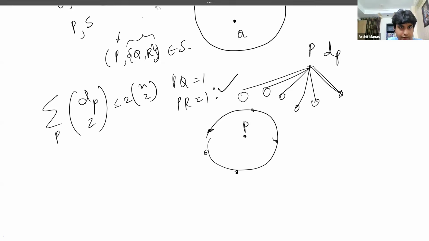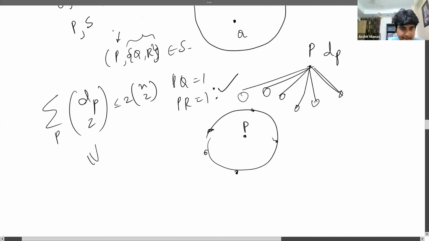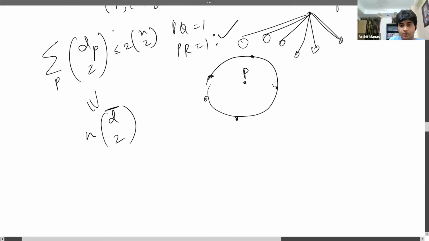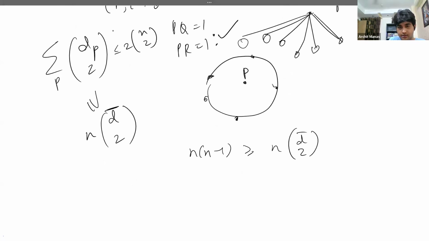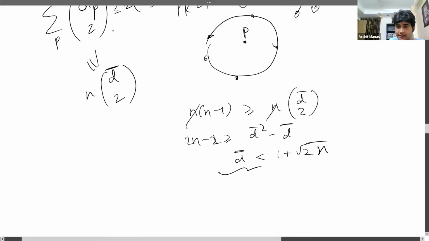And now, as we discussed before already, by Jensen, this is at least the average degree choose 2 times n, right? And so that just tells you this, which if you cancel things off, you will get something like this. And that will tell you that d is less than 1 plus something like root 2 times root 2n, right? So the average degree is less than 1 plus square root of 2n.